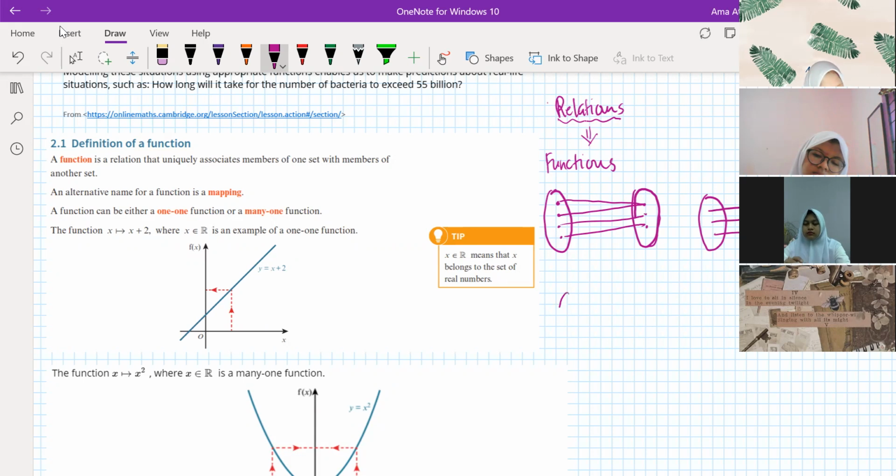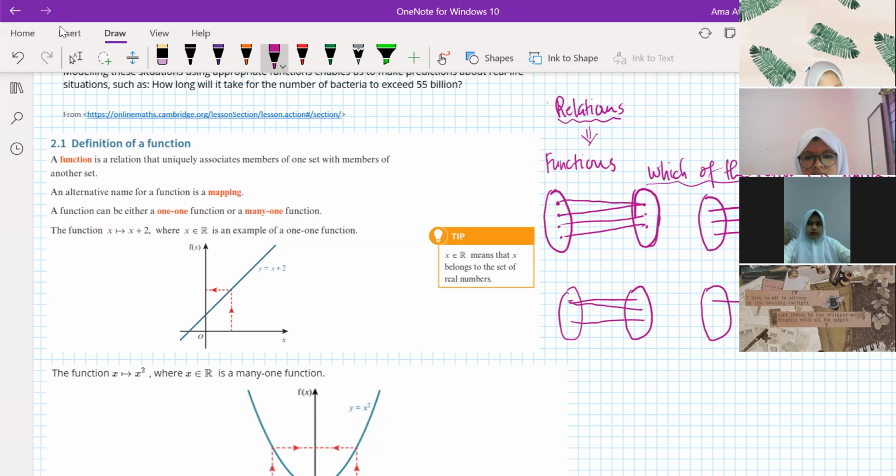But then we have another one like this. So which one is a function? Then you define. Which of the following is a function? Okay, so this is the question. I will give you some relations, and then you need to find which one is the function. And then this one.